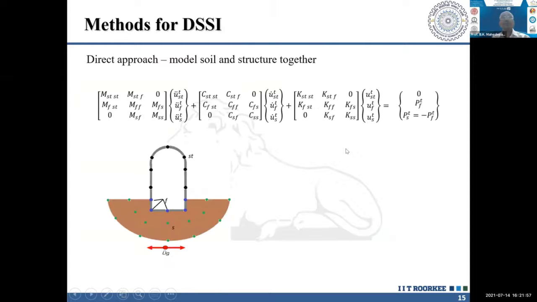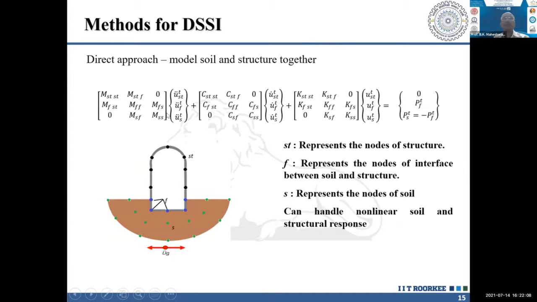Now continue with this. When we talk about methods of DSSI, that means dynamic soil structure interaction, it is normally divided in two parts. One is called the direct approach, and another is called the substructure approach. In the direct approach, you consider the complete structure and foundation as well as soil in one attempt.